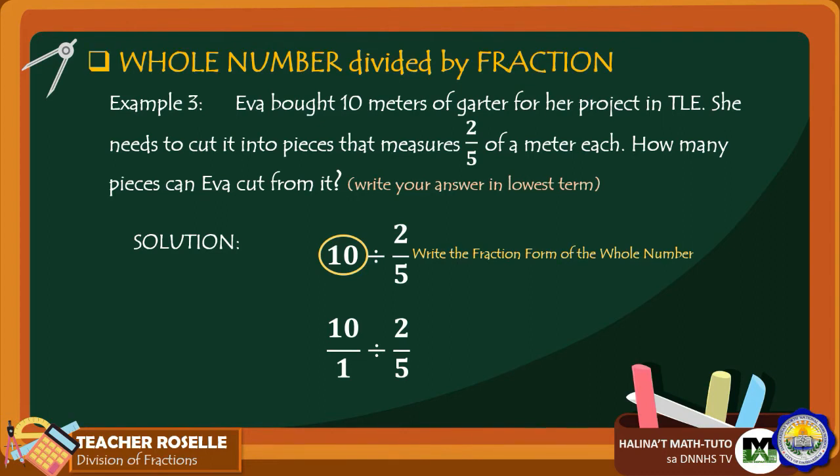Applying the butterfly method in dividing fractions, 10 times 5 is 50, and 1 times 2 is 2. Our answer now is 50 over 2. Simplifying 50 divided by 2, we will get 25. Therefore, the final answer is 25.